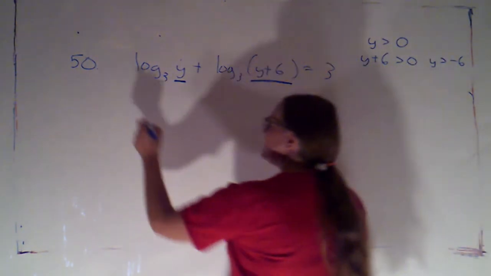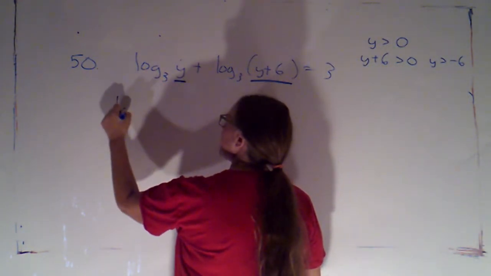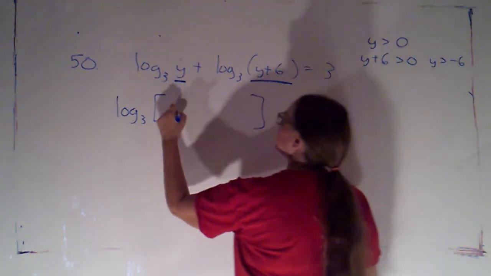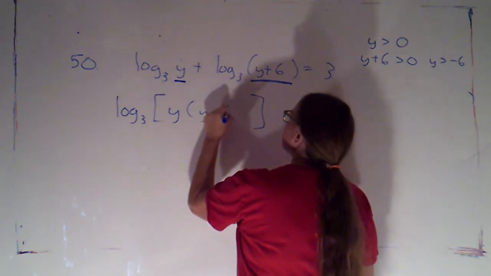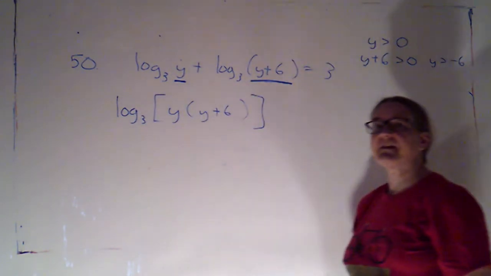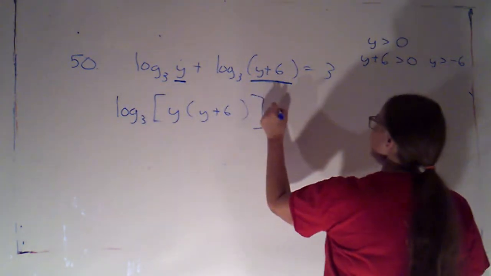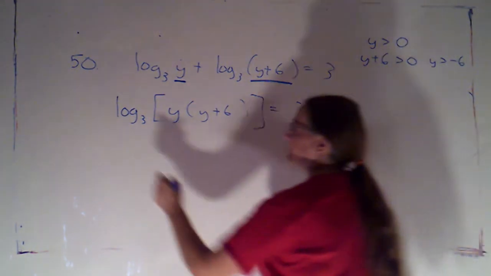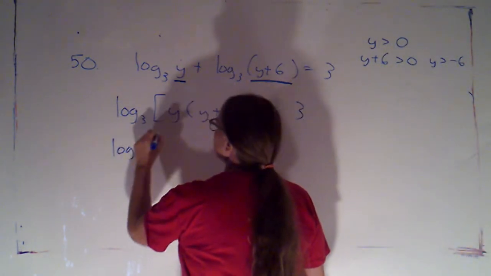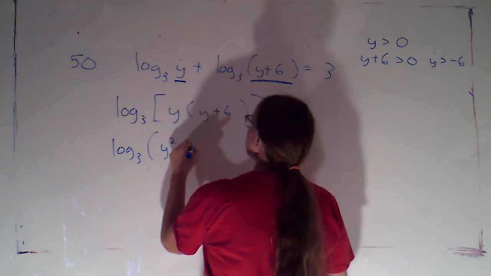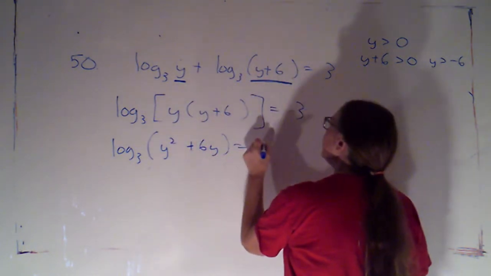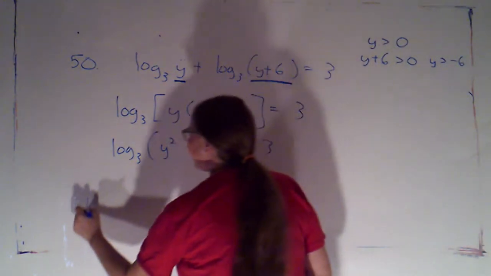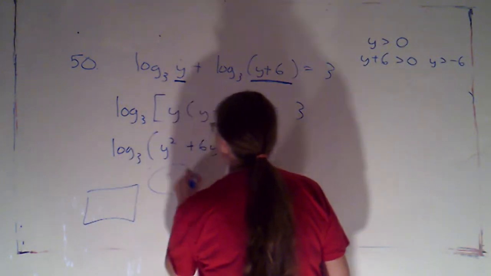Well, when I'm adding logs, I'm adding exponents. That corresponds to multiplication. So I can consolidate this and write that as the 1 log base 3 of y times y plus 6 is 3. And then I can do that multiplication. So that's the log base 3 of y squared plus 6y is equal to 3. Now I can rewrite that in exponential form.